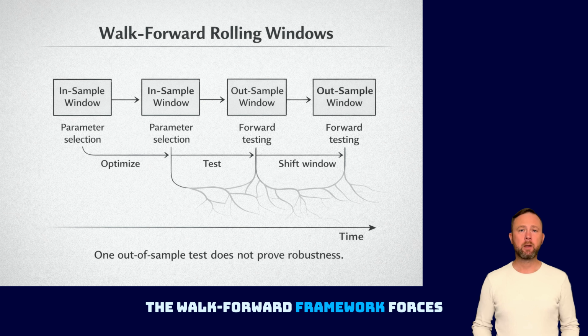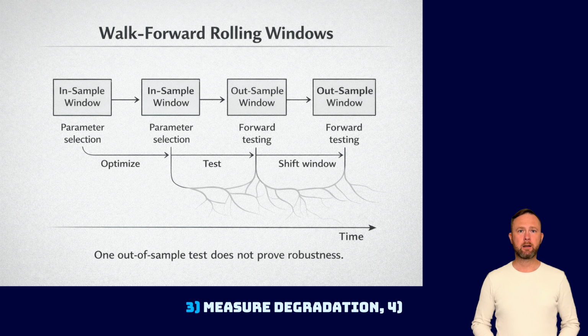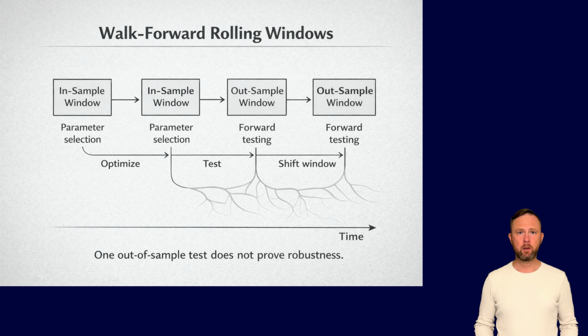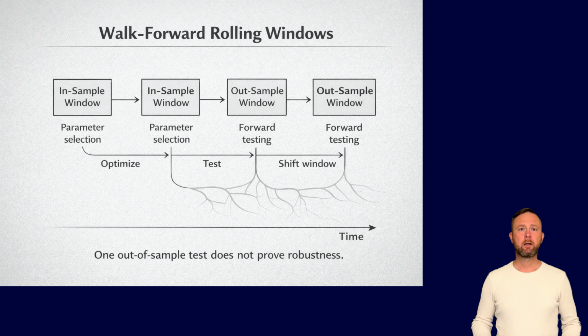The walk-forward framework forces a repeating sequence. 1. Choose parameters on a historical window. 2. Apply them forward without changes. 3. Measure degradation. 4. Refit. 5. Repeat. This is a simulation of real system life. The world changes, parameters age, and edge decays. Two critical things WFA reveals.